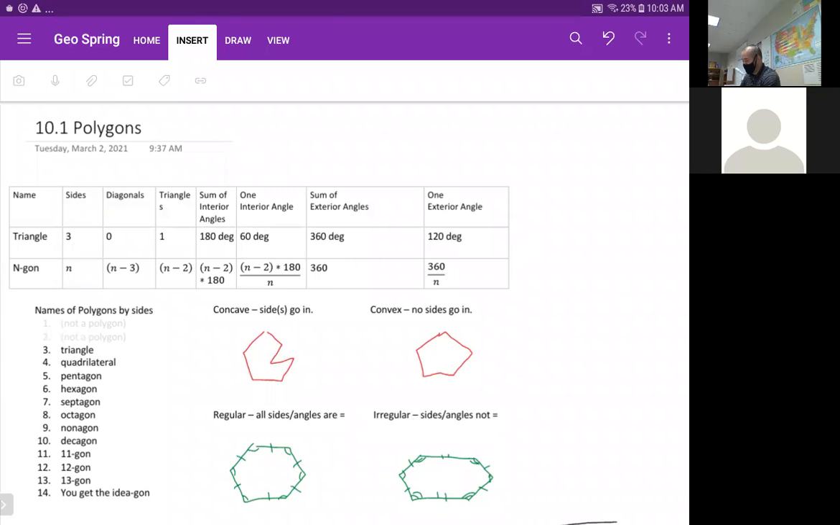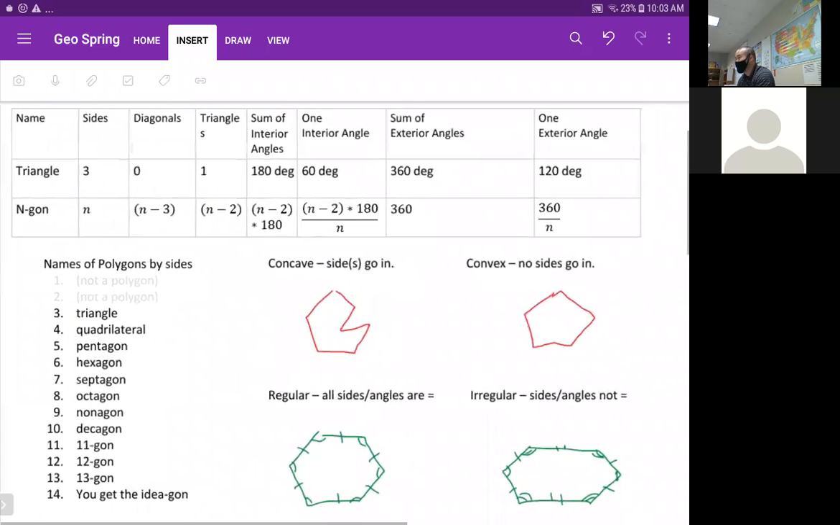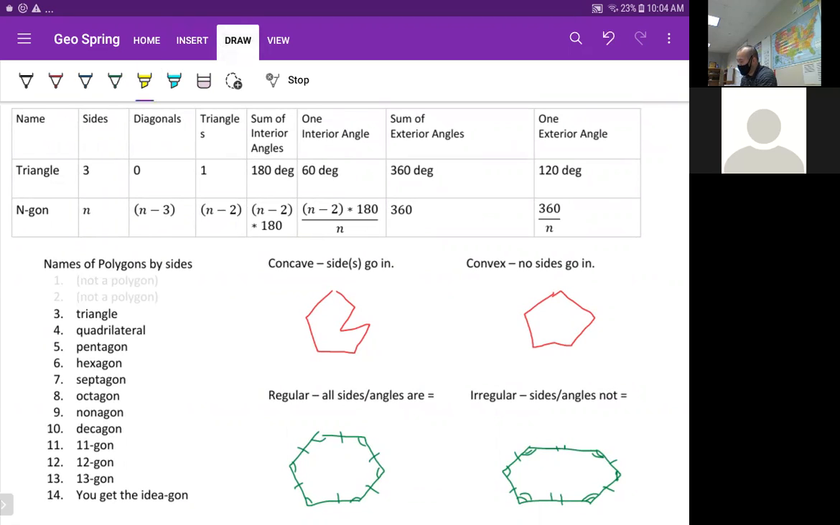Okay, so this is 10.1 Polygon. There's a bunch of formulas. This is basically all the information you need to know. There's a lot of it, but it's not that bad. So the important part here is these are the formulas down here. The things you're looking for can all be found with these formulas.